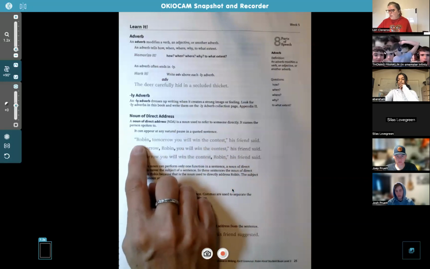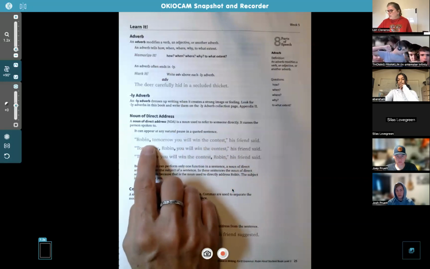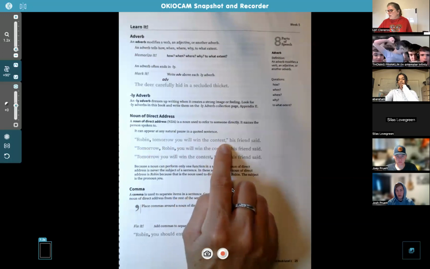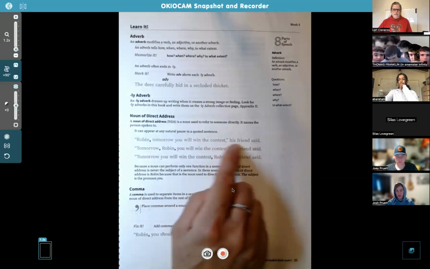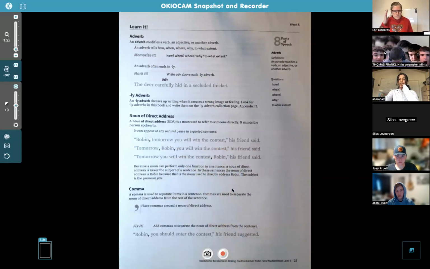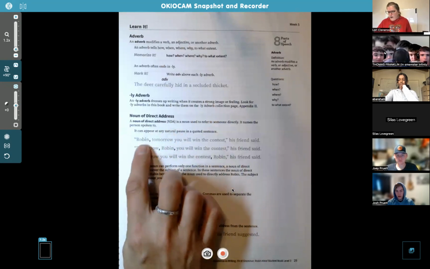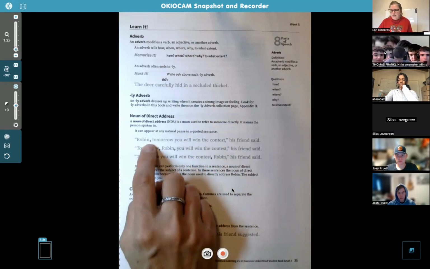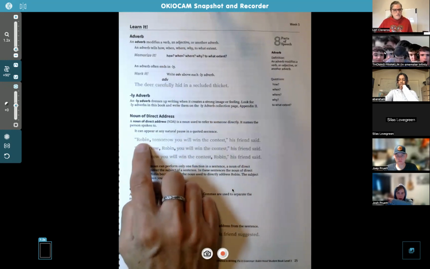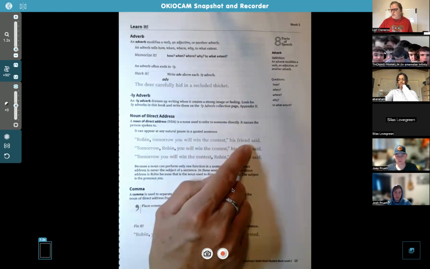So here's the example. Robin, comma, tomorrow you will win the contest, his friend said. So when you're addressing somebody directly, that will help you remember that noun of direct address. You're using their name usually. So Robin, they're talking to Robin, and then there's a slight pause with a comma. So Robin, tomorrow you will win the contest, his friend said.